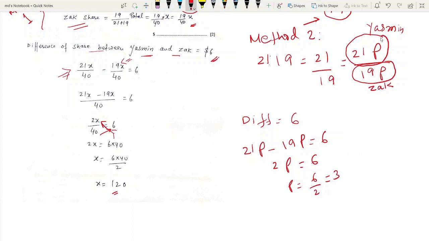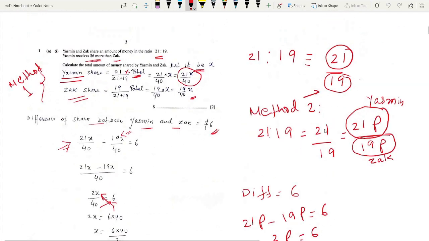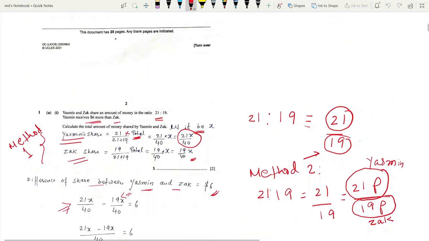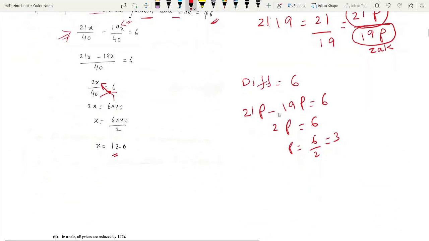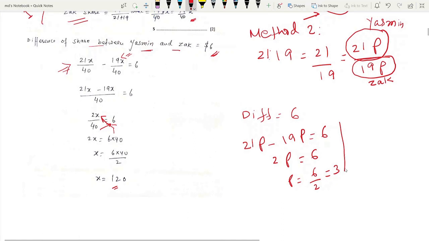Now we can find Yasmin's amount as well as Zach's amount, but we are not required to find Yasmin's amount and Zach's amount individually, because our question is to find the total amount of money. The total amount we need to find, right? So the total amount means Yasmin's amount as well as Zach's amount, right? So Yasmin's amount can be 21p and Zach's amount will be 19p. Yes or no? So if you add this, this is 40p.